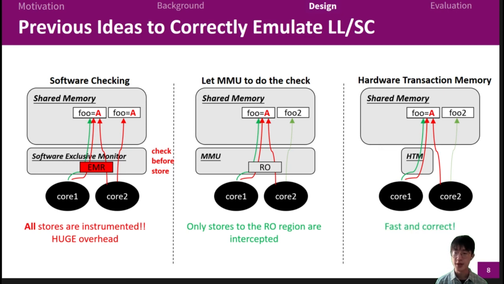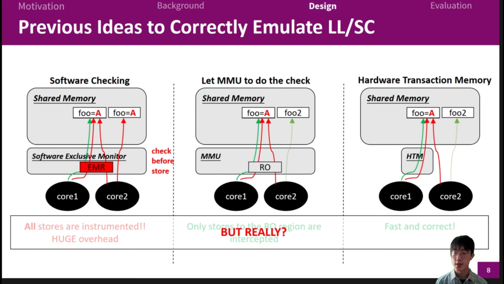But are these conventional intuitions really true? No. According to our design and observation, with an efficient lock-free hash table, a software checking scheme could be fast, correct, and portable.